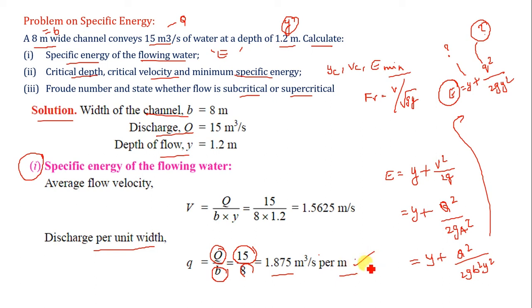So you can find out E. But at the same time, in the second part, I need to calculate the critical depth and the critical velocity. So I am trying to find out the velocity of the flow now itself, which I can use later. The average velocity of the flow is, as you know, velocity equals discharge by area. The area of the channel is 8 into 1.2, so 15 by 8 into 1.2, and that is 1.5625 meter per second.